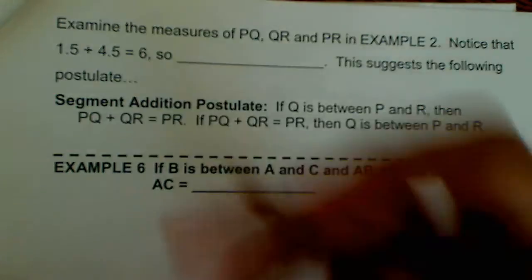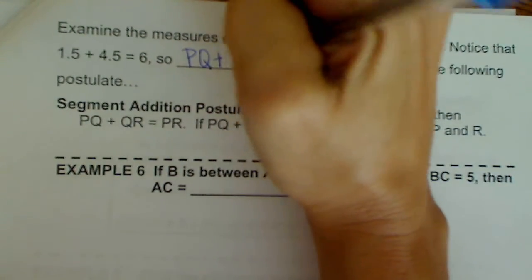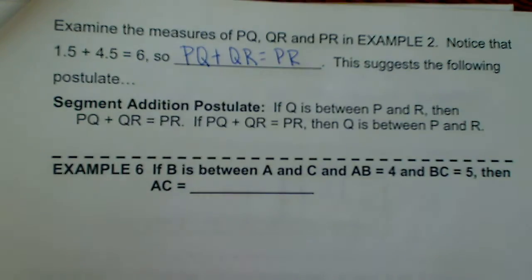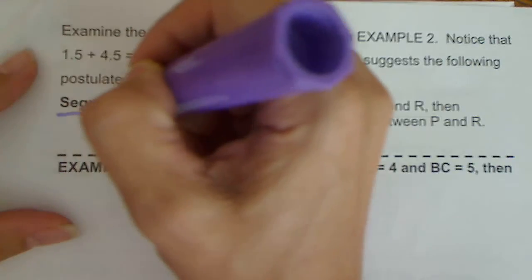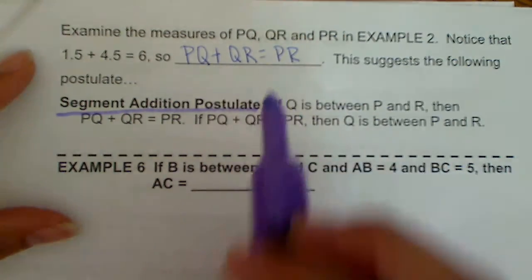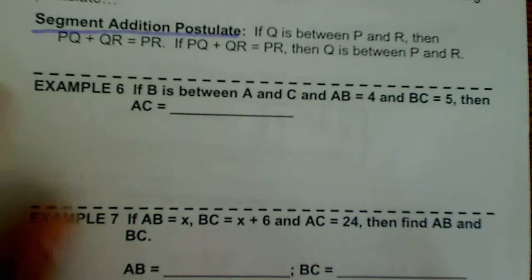So, PQ plus QR is equal to PR. Now, this should be pretty easy for you guys to say. And here's an example. This is called your segment addition postulate. It's adding this plus this is equal to the total. And we'll go over it in example 6.